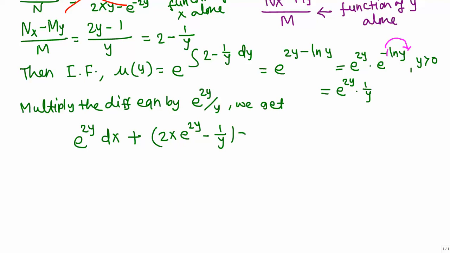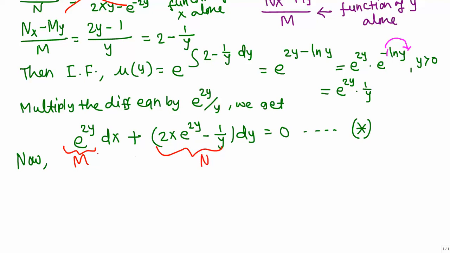1 over y dy equals 0. Okay, let's say this is the new differential equation, and this should be exact because we just multiplied the given differential equation by this integrating factor. Now our new M, a function of x and y, is e^(2y), and our new N(x,y) is this. Let's check that it is exact.